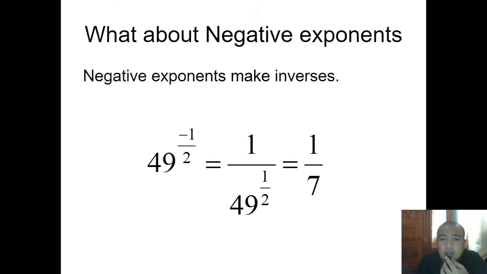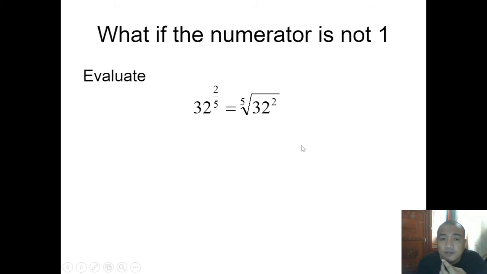What about negative exponents? Negative exponents make inverses. So if we have here 49 raised to negative 1 over 2, that means we're going to get the inverse, 1 over 49 raised to positive 1 over 2, which is equal to 1 over 7. Because 49 raised to 1/2 means square root of 49, which is 7. So the final answer is 1 over 7, right?